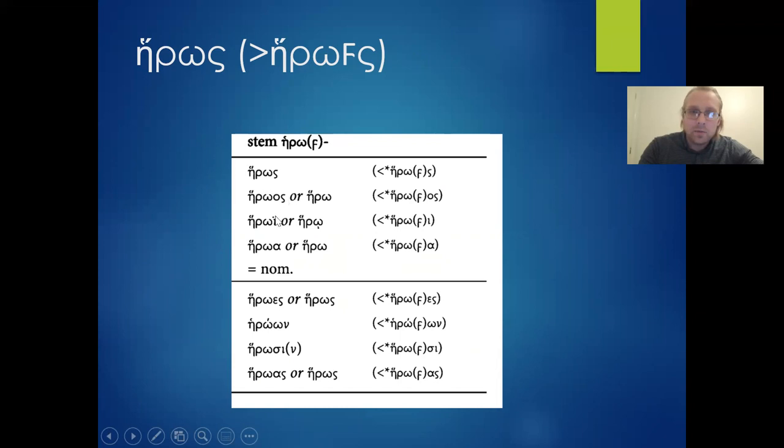We have heros in the nominative singular, heros or hero in the genitive, heroi or hero in the dative, and heroa or hero in the accusative, and then vocative identical with the nominative form here. And then in the plural we have in the nominative heroes or heros, in the genitive heroon, in the dative herosin, and in the accusative heroas or heros, and then the vocative is heroes or heros, back to the nominative. Okay, that actually concludes our survey of third declension nouns for today and for this whole course, actually. But we still have some syntax today to look through.